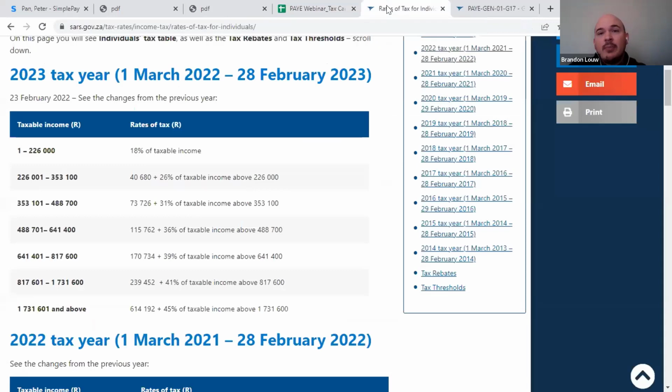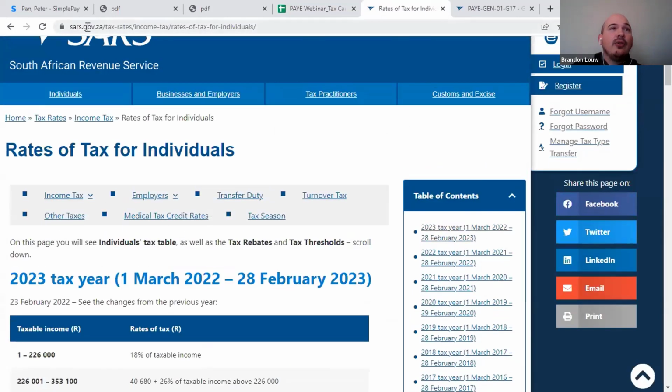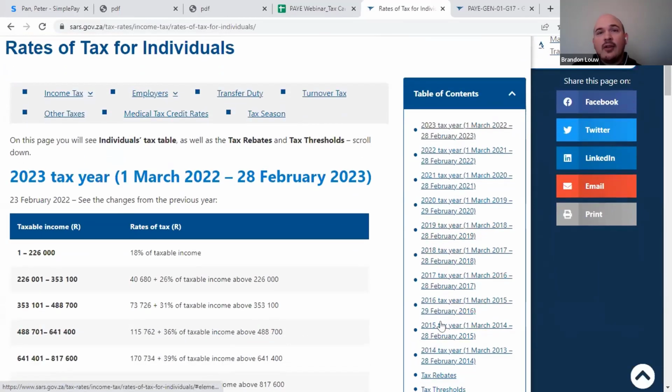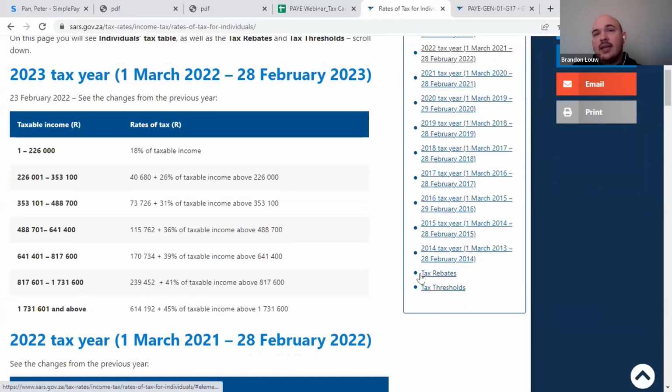So you can actually just type into Google "rates of tax for individuals." And again, you will find this on the SARS website. And on this web page, you'll find the table of contents on the right-hand side. And here they show you all of the tax tables throughout the last couple of years, as well as the tax rebates and the tax thresholds.